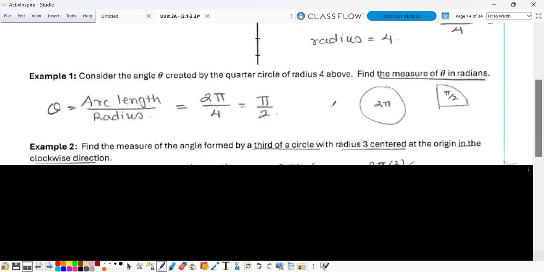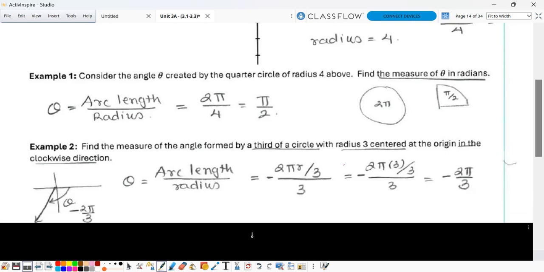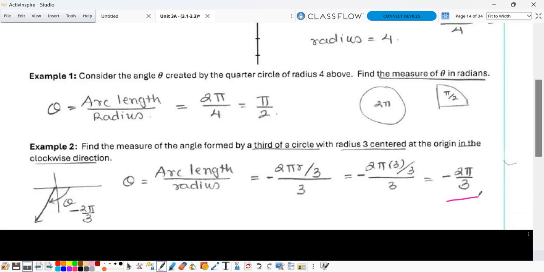And remember, we discussed that the radius could be anything. A third of a circle is a third of a circle. Question is, is it counterclockwise or clockwise? So if I'm going clockwise, then it is negative 2 pi over 3. And if you are using the ratio again, remember the whole circle is 2 pi r, which is the arc length of a circle. If I'm cutting by a third, that means divide by 3, and the radius is also 3. So that becomes 2 pi over 3. The difference is negative because we are going clockwise.